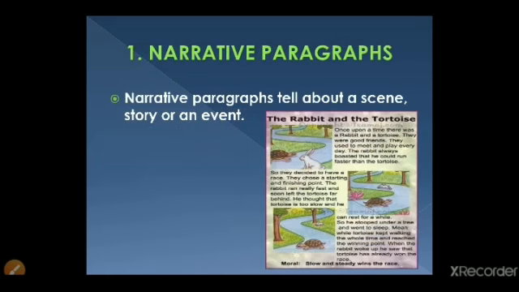The first kind of paragraph or writing that we are going to study is narrative paragraphs. Narrative paragraphs tell about a scene, story or an event. As you can see, on the right hand side is a picture that is telling us a story, the rabbit and the tortoise. So you can see these kinds of writings tell us about a scene, an event or any story. Such kinds of writings are known as narrative writings or narrative paragraphs.